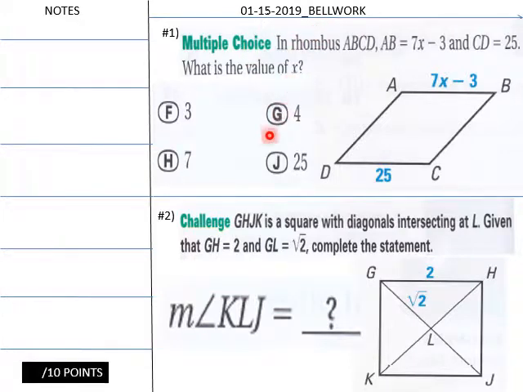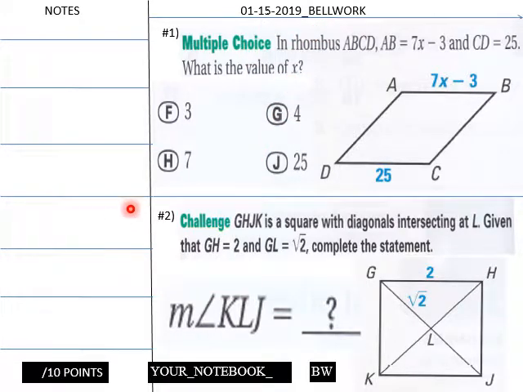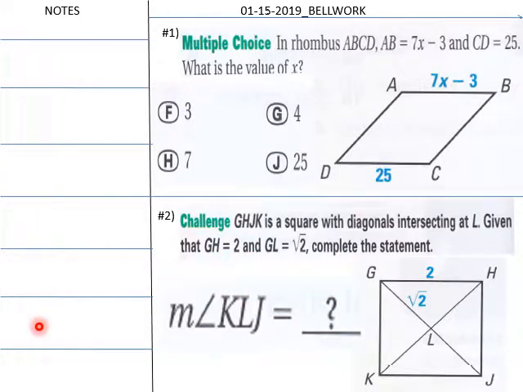Teachers, here is our bell work for today. Give your students multiple choice up here. We have a rhombus down here, intersecting diagonals here for a square, given that, complete the statement. So give your students 5 minutes.